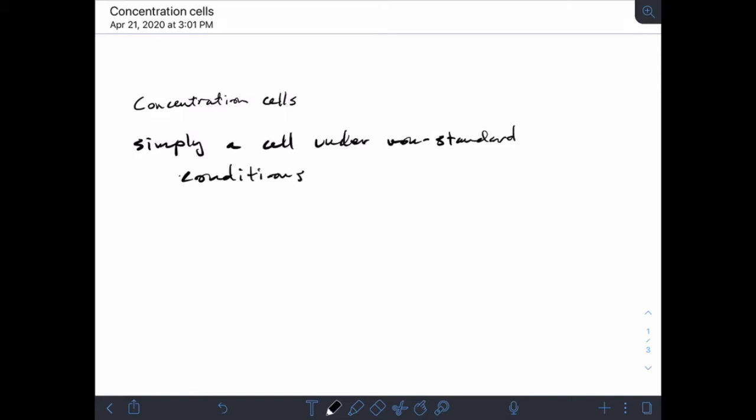So whenever you have a cell under non-standard conditions, you need to be thinking Nernst equation. Remember, standard conditions means everything's 1 molar. But if things are not 1 molar, we need to use the Nernst equation in order to figure out what kind of cell potentials we're going to get. Now, the other aspect of concentration cells that makes them unique is that you have the same components on both sides.